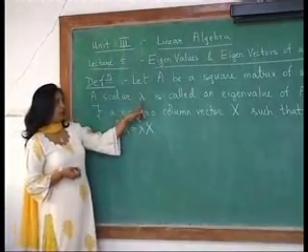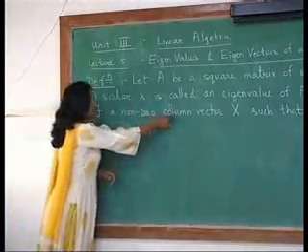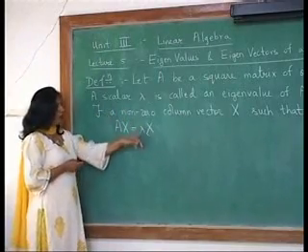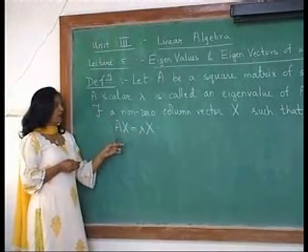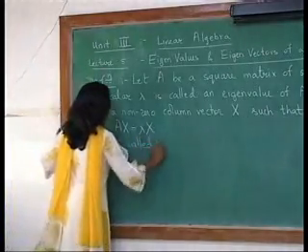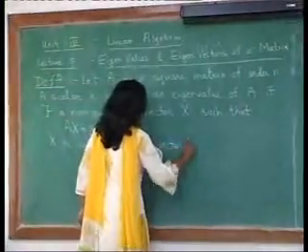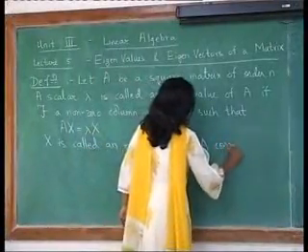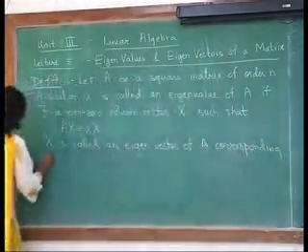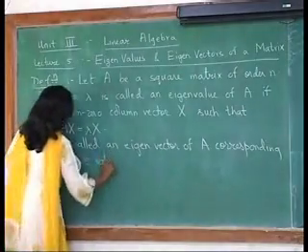So any such number lambda will be called an eigenvalue of A if there exists a non-zero column vector, that means a non-zero column matrix X for which this equation is satisfied, and X is called an eigenvector of A corresponding to the eigenvalue lambda.